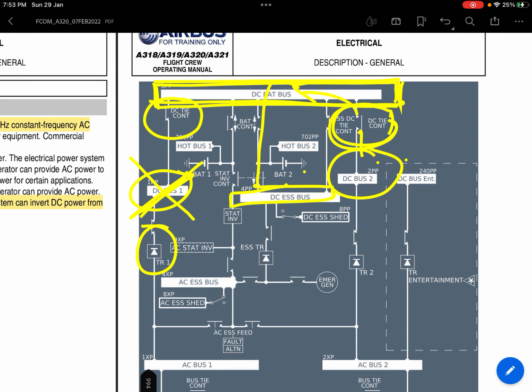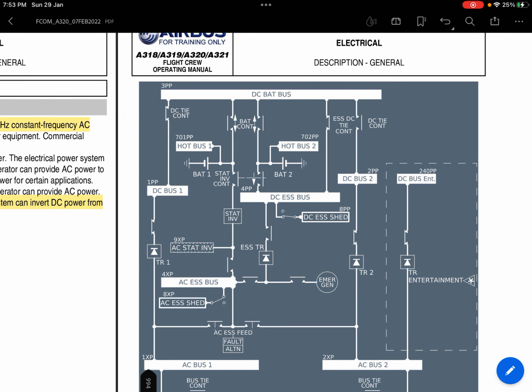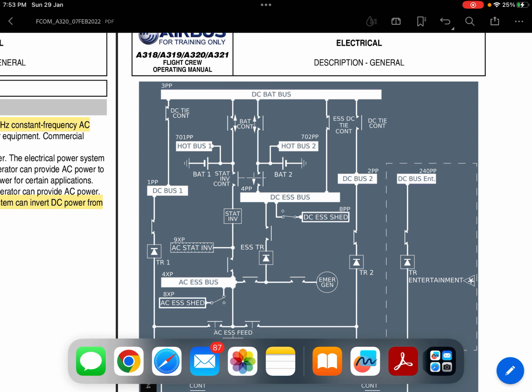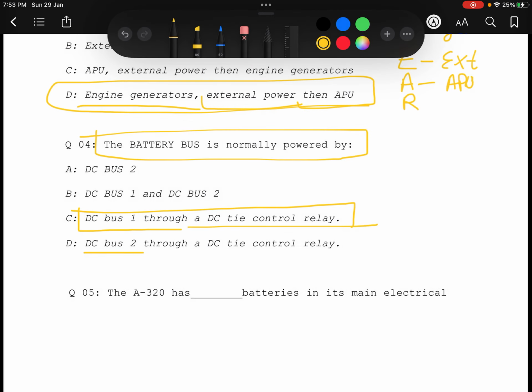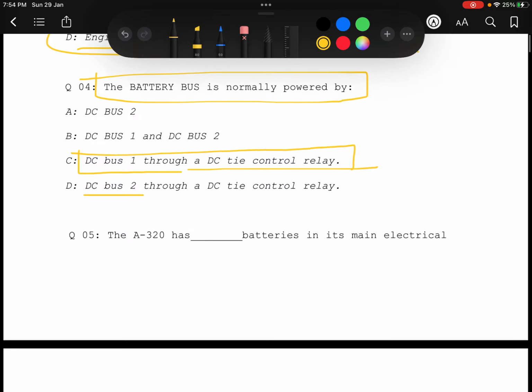Right. So I think now it is clear that it's the option Charlie.